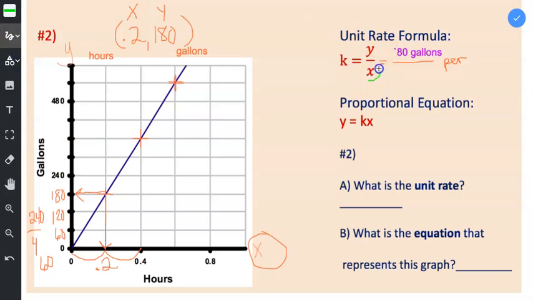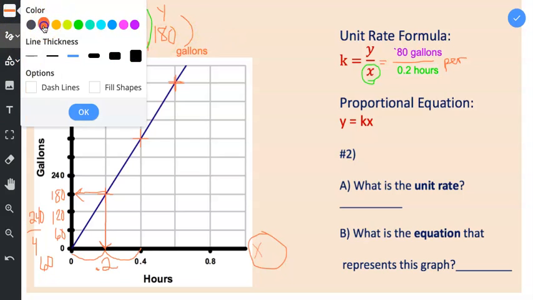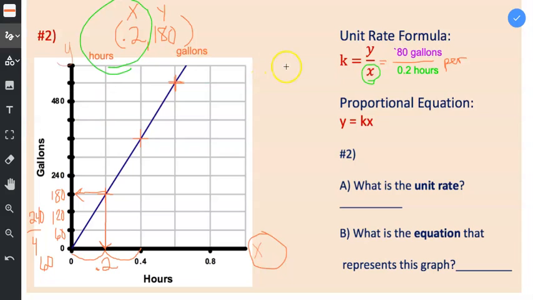And next I'm figuring out what the x value is. And the x value is 0.2 hours. So I'll go back to my typing tool. You could put 0.2 or 0.2 hours. Same thing. And then to find the unit rate, I need to divide. So I better switch to a different color. That's a little hard to read in green.